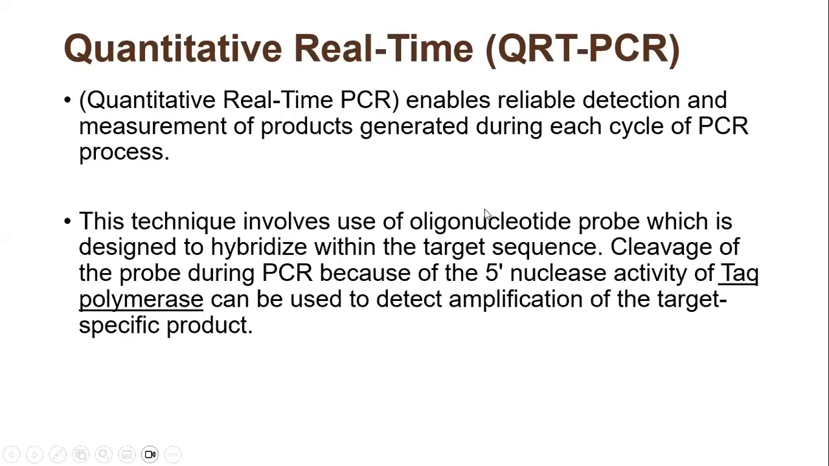So quantitative real-time PCR enables reliable detection and measurement of products generated during each cycle of a PCR process. This technique involves use of an oligonucleotide probe, which is designed to hybridize within the target sequence. Cleavage of the probe during PCR because of the 5' nuclease activity of Taq polymerase can be used to detect amplification of the target specific product.